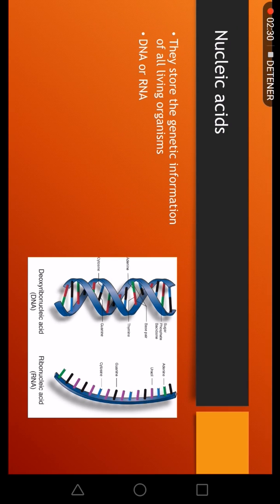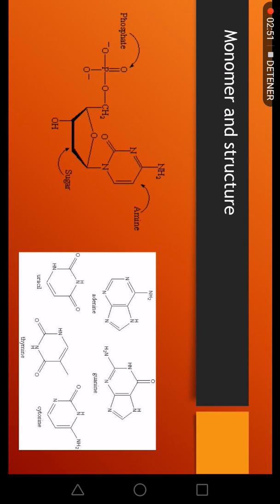Nucleic acids. They store the genetic information of all living organisms. They can be DNA or RNA. They are deoxyribonucleic acid and ribonucleic acid. They can be single or double strand. The monomer and structure.